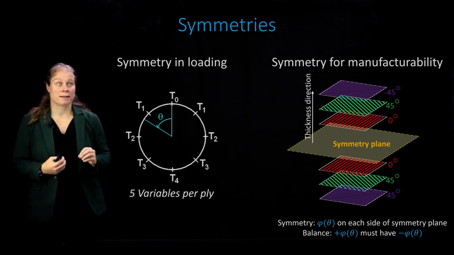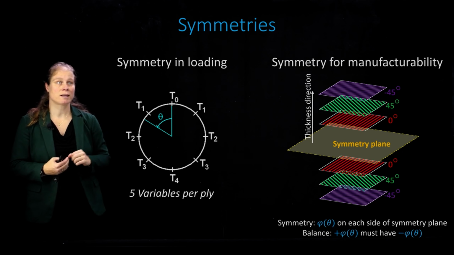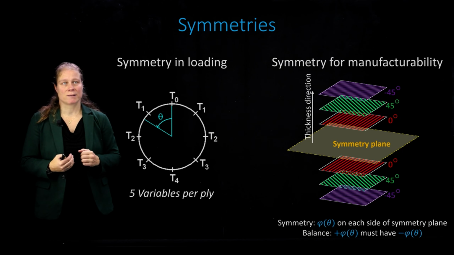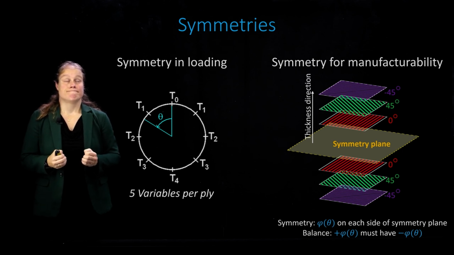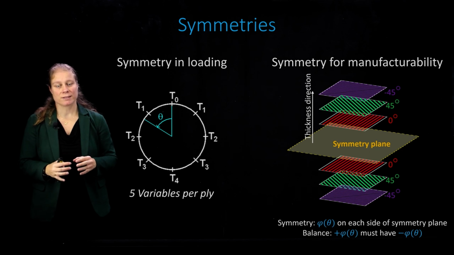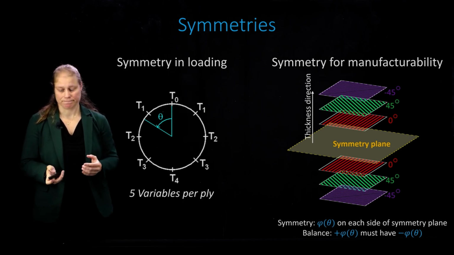I'm not going to say that the things on the right would have automatically fallen out, and I meant the symmetry for manufacturability, would have automatically fallen out if you hadn't defined them, because those are really more constraints coming from real life rather than that the optimizer would be able to infer it from the analysis.